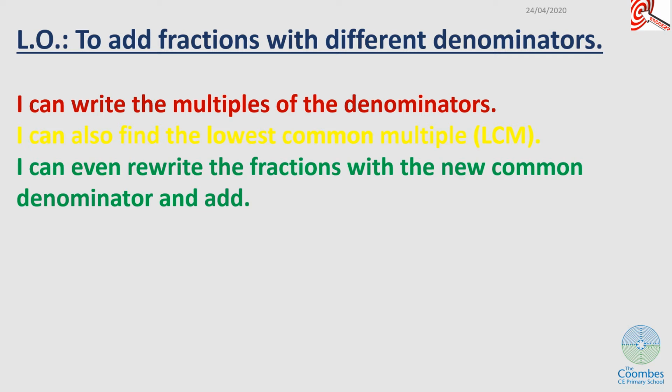There are three success criteria that will help you in adding fractions. The first is that you can write the multiples of the denominators. The second is that you can also find the lowest common multiple. I normally call it the LCM. And the third is that you can even rewrite the fraction that you were given with the new common denominators and then add.